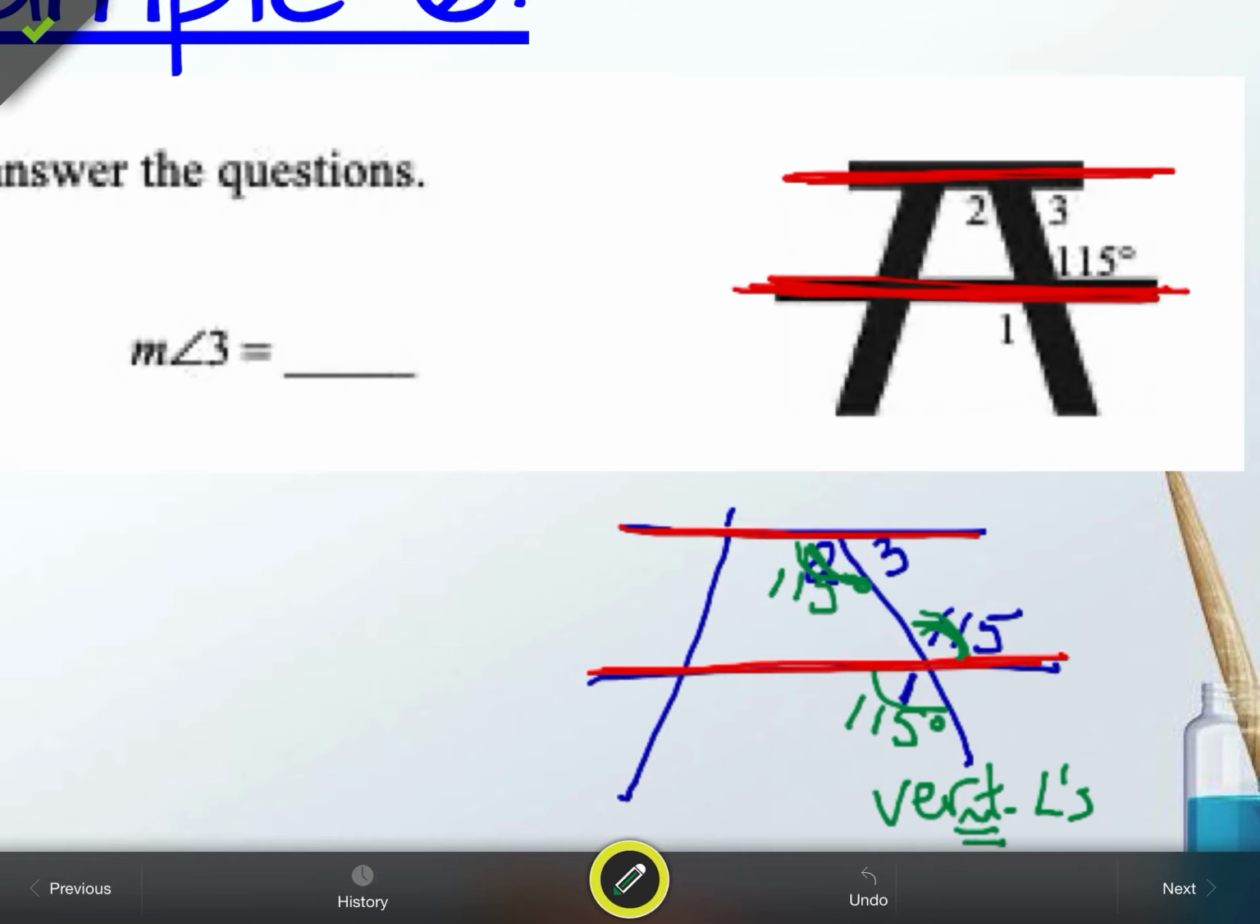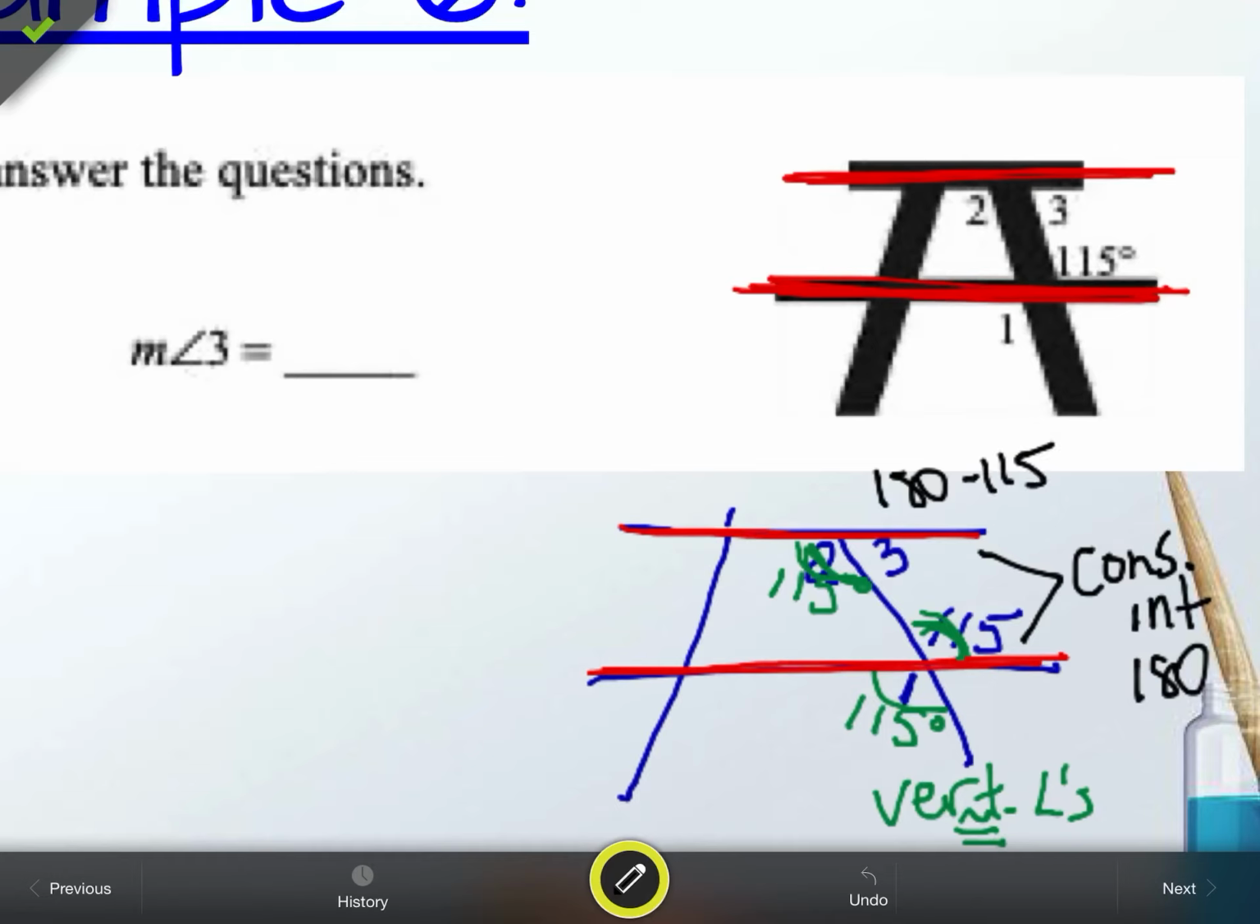Now we have to get angle 3. And again, I see at least 2 ways to get it. And this goes back to last week where we just spent time filling in the picture. So one way to get it would be to do what? Yeah, these are consecutive interior. And what do I know about consecutive interior angles? They add up to 180. Okay. So if this is 115, I can do 180 minus 115. And that will give me angle 3. So let's see, what would that be? 65.